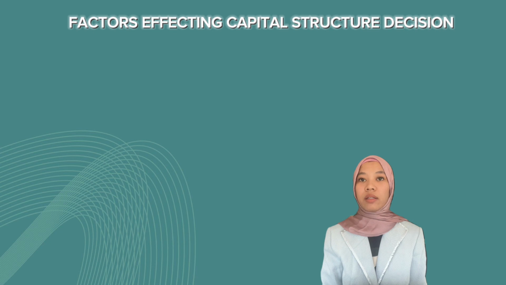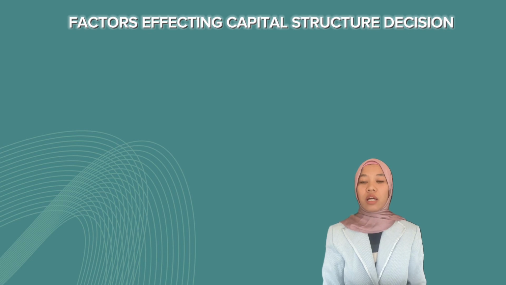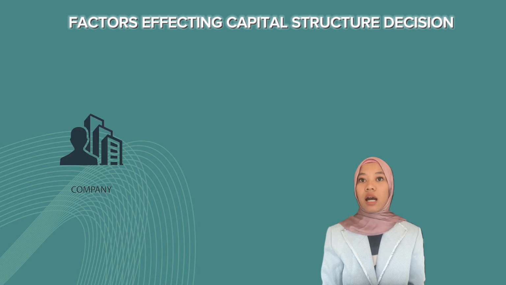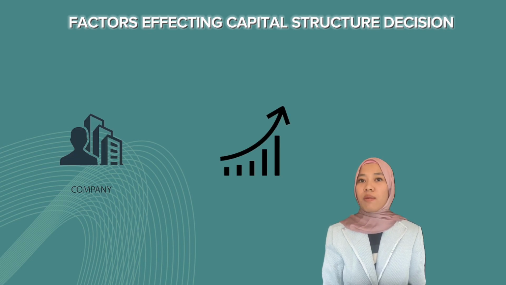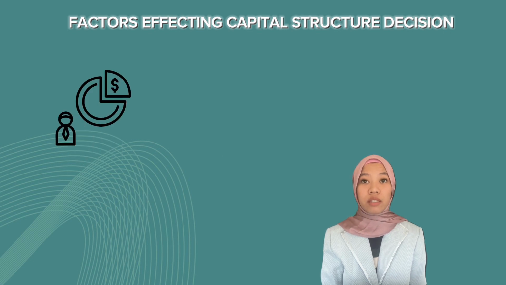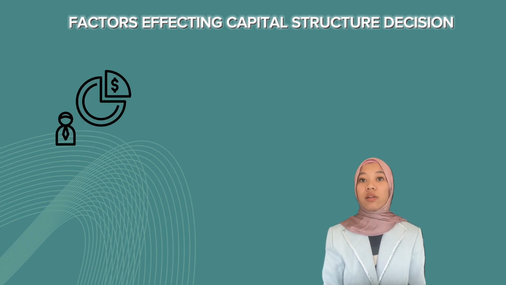Factors affecting capital structure decision. There are several factors that influence capital structure decision. Let's say Company C in a high growth technology sector may prioritize equity financing to retain flexibility and reassure investors about its growth prospects, despite higher costs compared to debt financing.